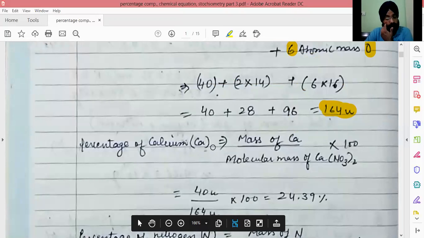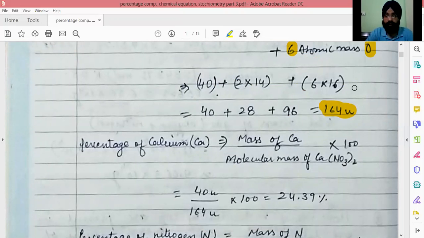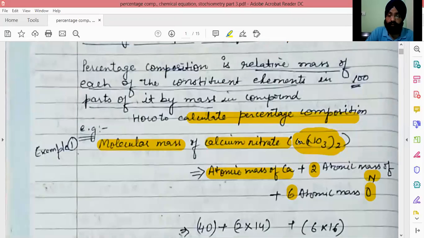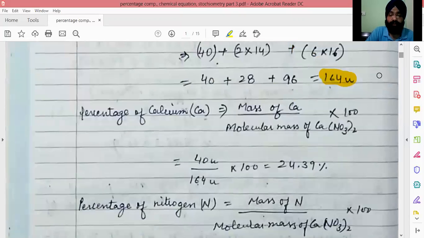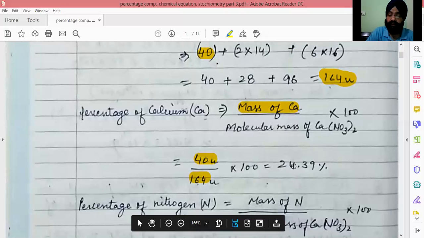Now, percentage composition is in terms of all its elements. It is the relative amount of the element in the compound out of 100. The percentage composition of calcium is the mass of calcium in the formula divided by the molar mass, into 100. The mass of one calcium atom is 40 u, so 40 divided by 164 into 100 is 24.39%.